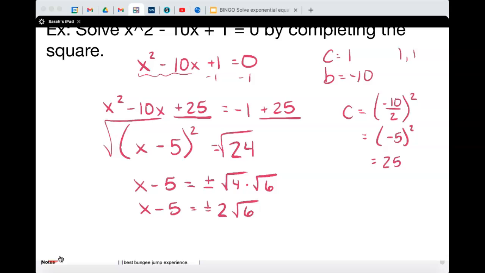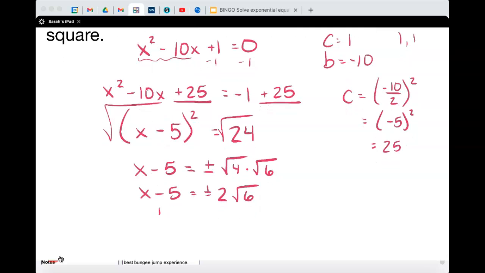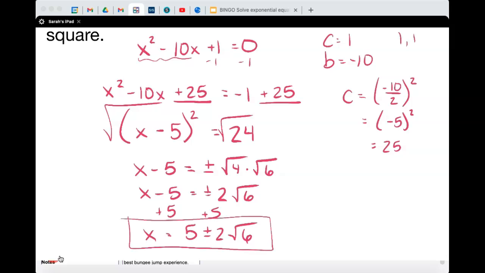Now we're almost done. x is almost by itself, almost solved for. What should I do last? Add 5 to both sides. And 5 doesn't have a like term on the right side because the 2 is attached to the square root of 6. So x equals 5 plus or minus 2 square root of 6. Answer found. Completed the square. Check. Solved it.